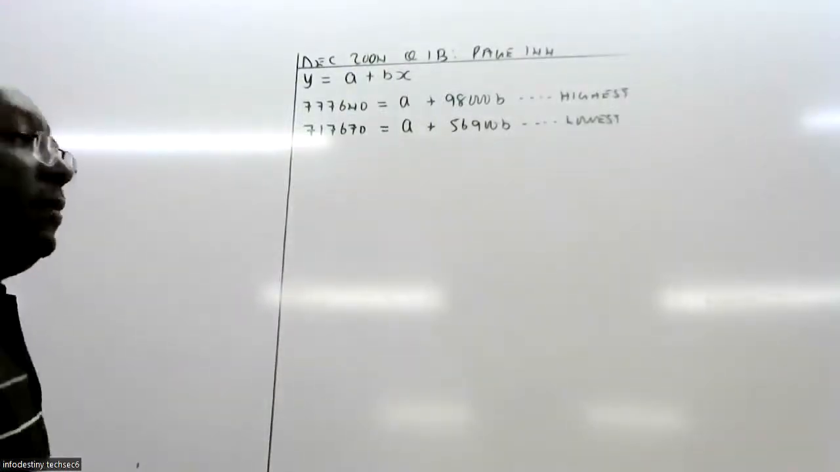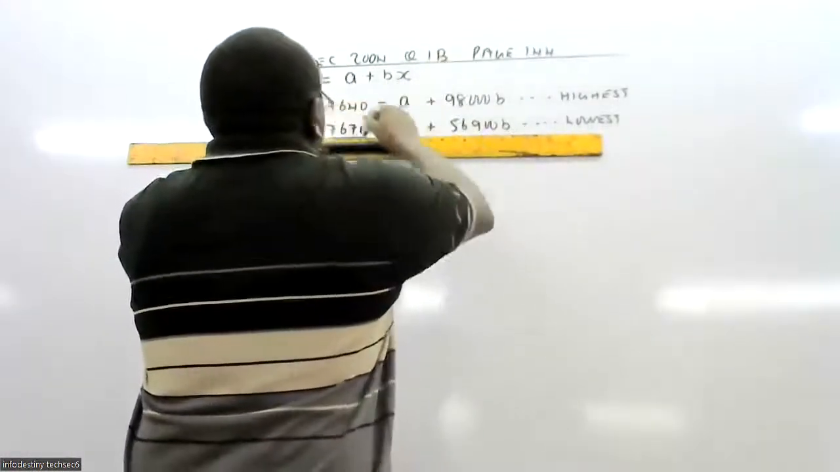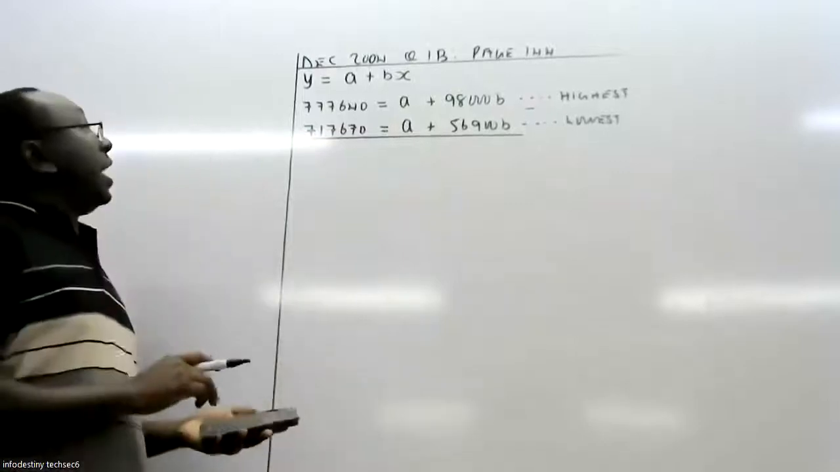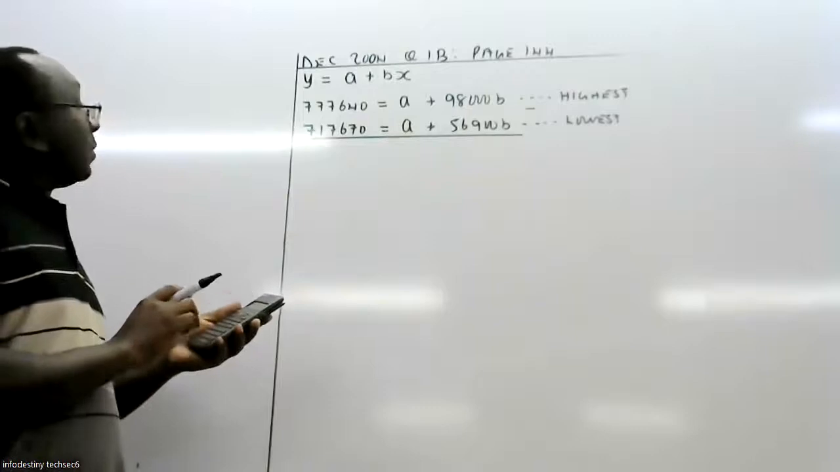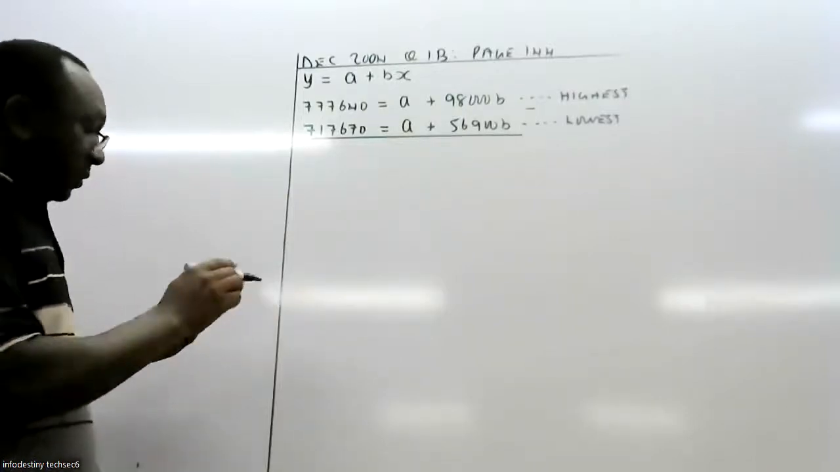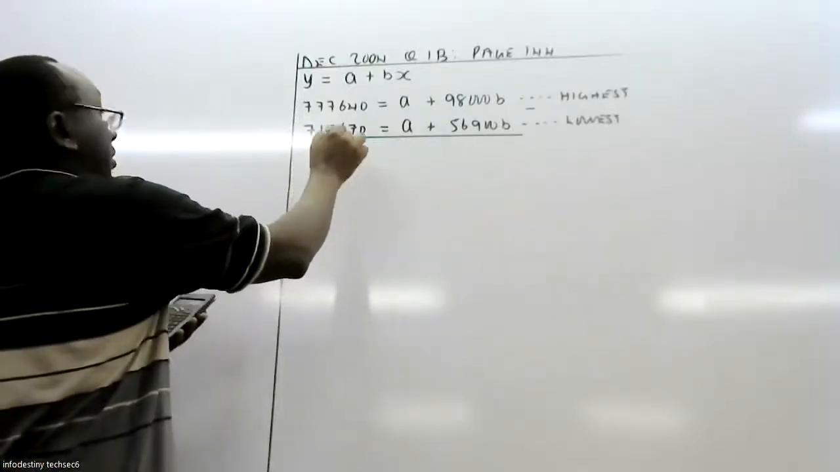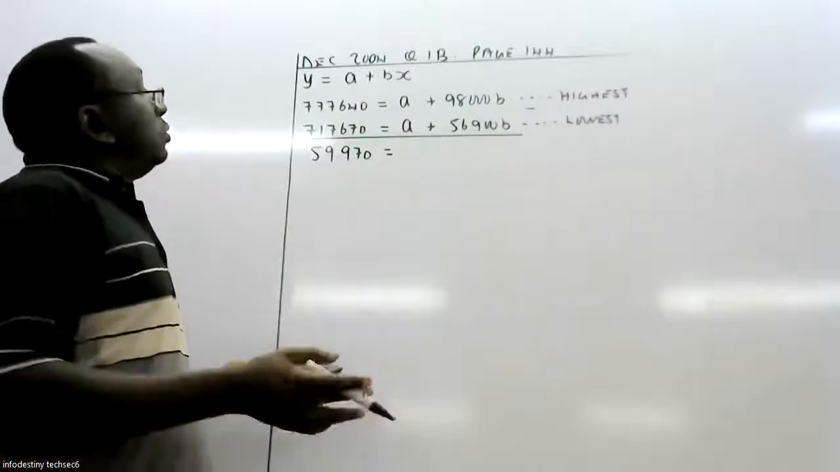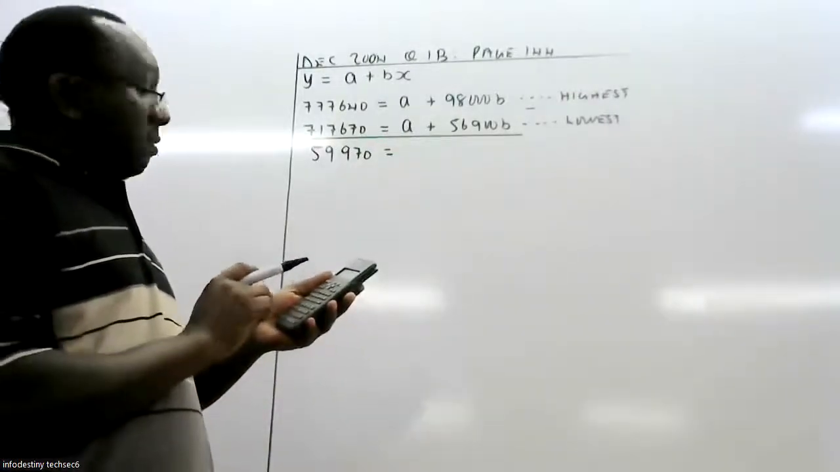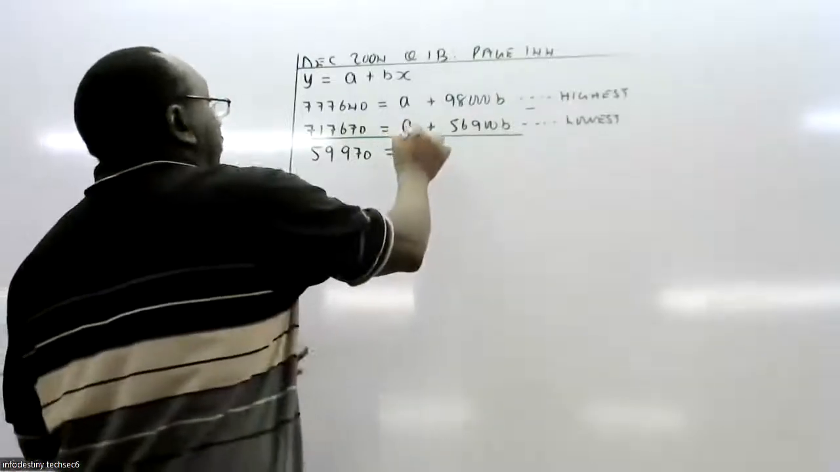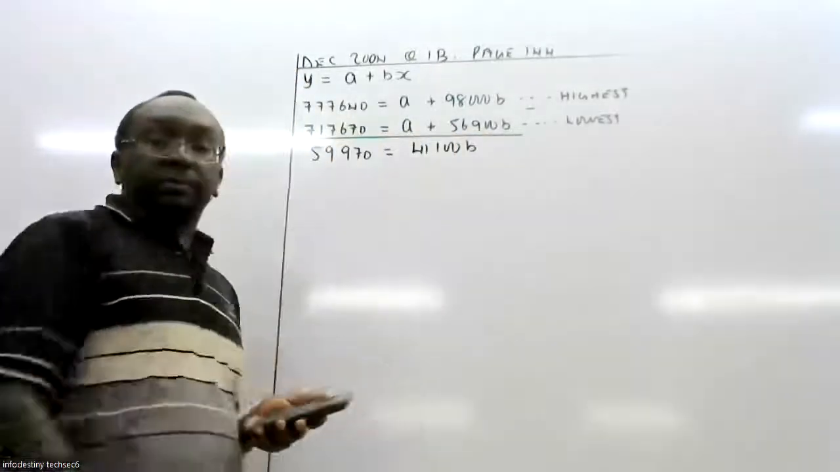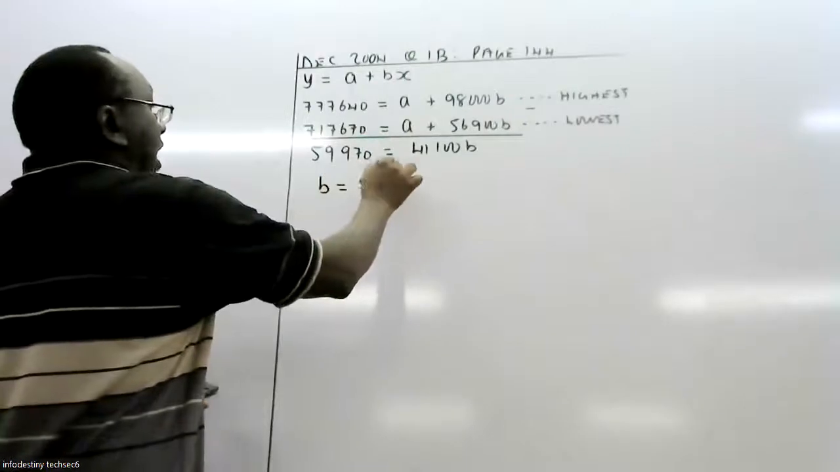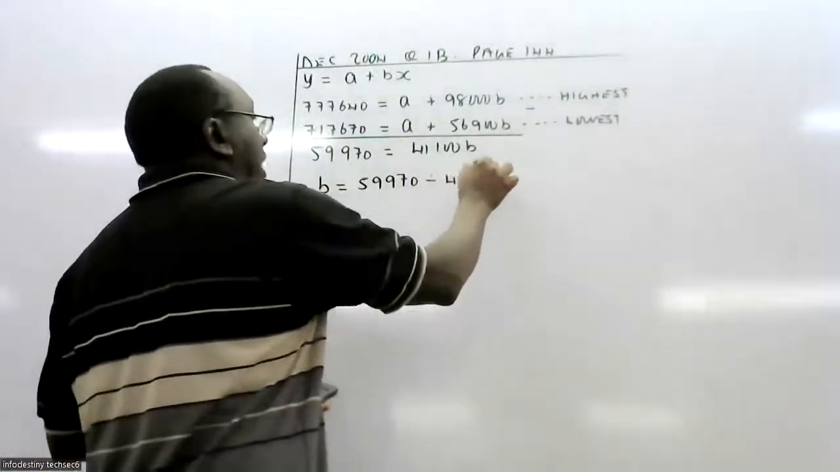Once you have formed the equations that way, you now seek to solve. You just draw a line and subtract: 777,640 minus 717,670, you are getting 59,970, should be equal to, A will disappear, then 98,000 minus 56,900 is 41,100B. Therefore, B should be 59,970 divided by 41,100.